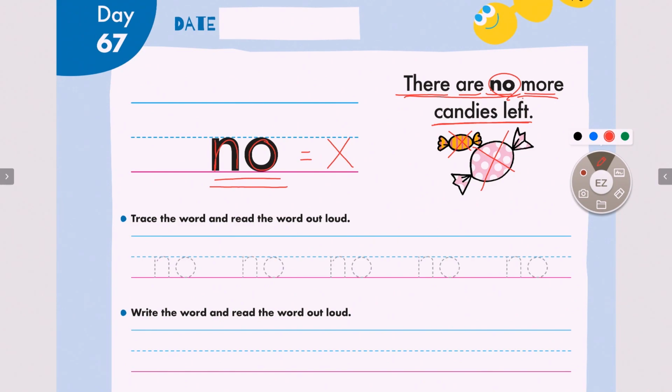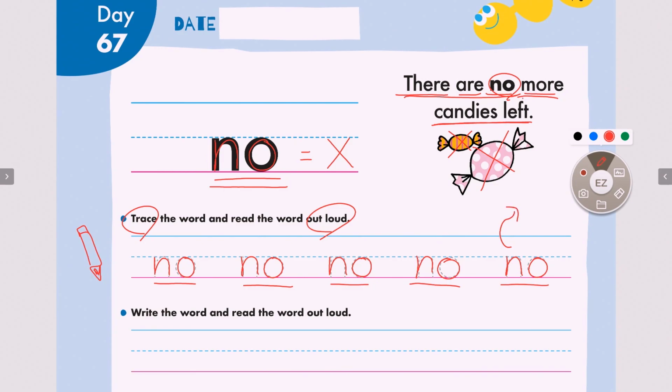What do we do here? We will trace and read out loud. All right, everyone, please get your pencil ready. All right, let's start. N-O. Together, no. N-O, no, N-O, no. What is no? No means not any. Or you can say zero, or you can say X, big X. Great job, everyone. Now, the next exercise will be provided as homework.